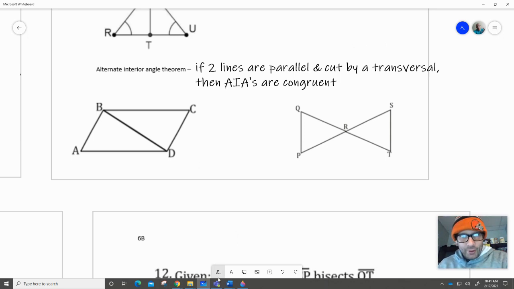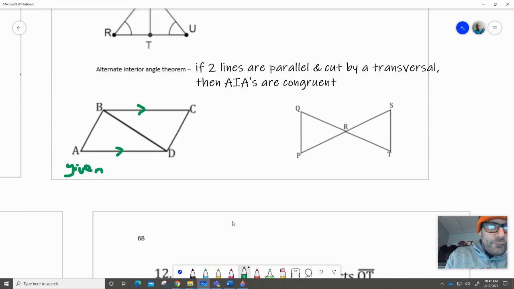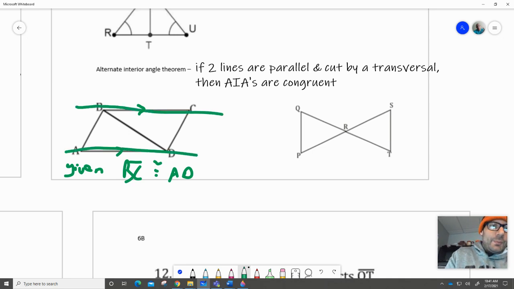So how this would look here is this. Let's say, hypothetically, we're trying to prove these two triangles congruent, ABD and CDB here. And let's say this side is parallel to that side right there. So we have BC being parallel to AD, and let's say they give us that. So they give us that BC is parallel to AD, something like that. So BC is parallel to AD, right? Now BD is a transversal that cuts through that.